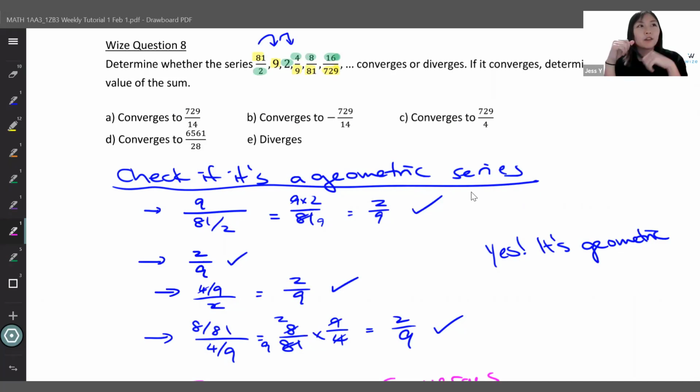Remember the formula for convergence. If a geometric series converges, what is that formula? Just for time's sake, I'm going to give you guys about 10 more seconds. I know normally you'll get a lot more time, but we have a lot of questions I want to go through with you.